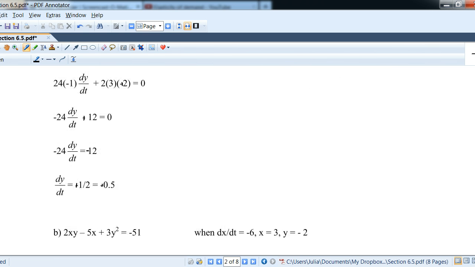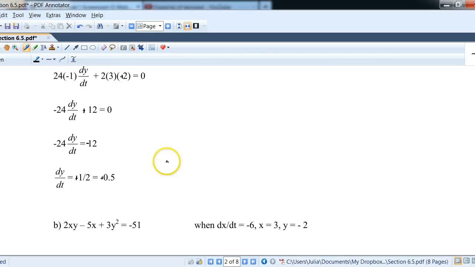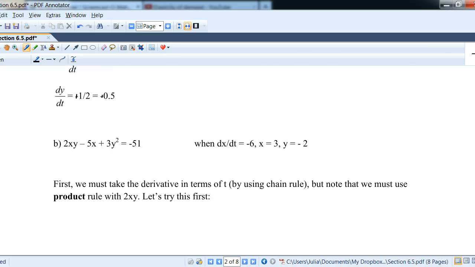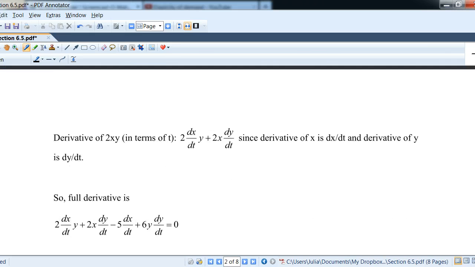Same thing we can do in the next example, except notice how it's 2x times y. We're actually going to be using product rule in addition to the chain rule. So let's attempt that. First, I'm explaining how to take the derivative of 2xy. Well, notice first we're going to be differentiating x. So you'll get 2. Whenever it's x to the 1 power, the derivative is just 1, but then you multiply it by the derivative of the inside.